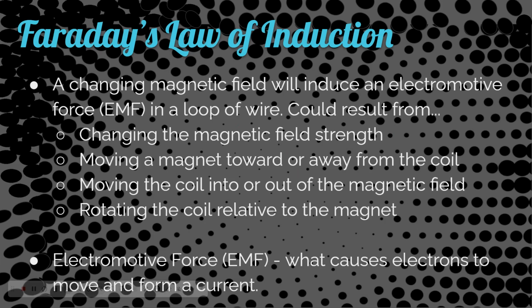Or if you have an electromagnet where you can change the strength of your field, then doing that could also change your field, and that would induce current in the wire, which you saw as the galvanometer reading showing up on that tool. Again, electromotive force is what causes electrons to move and form a current. When we talked about circuits, we talked about how the battery, the voltage, provides the force, the push to move the electrons. That push now in this example is coming from a changing magnetic field instead, but that's your electromotive force.